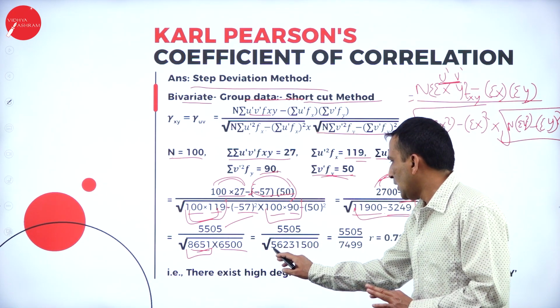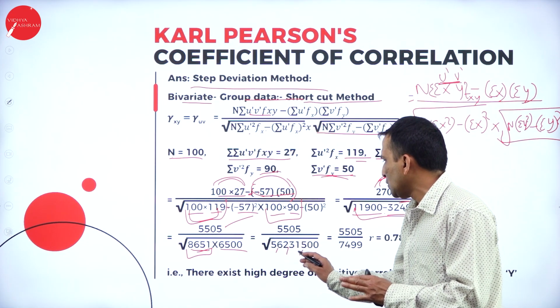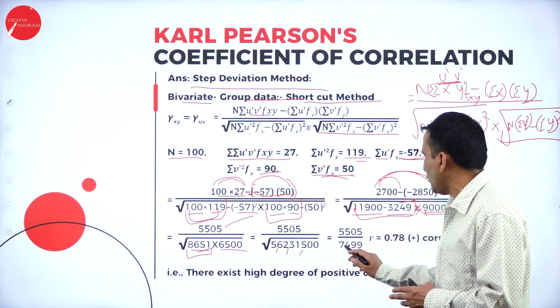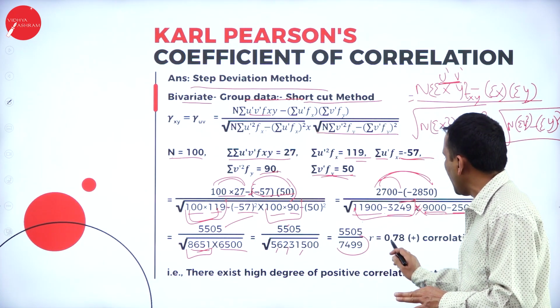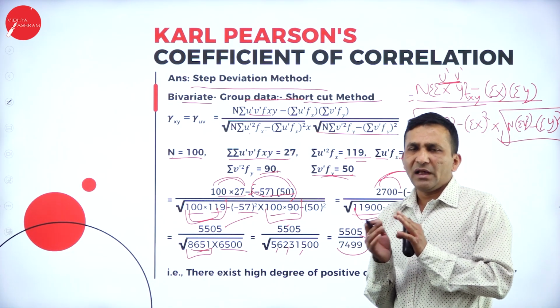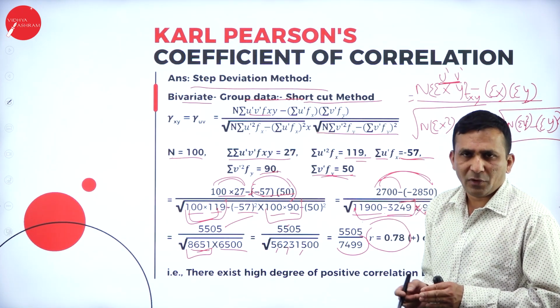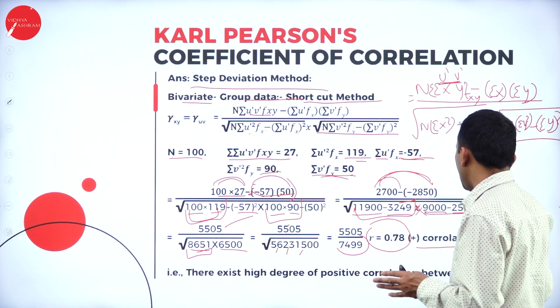If you multiply, you are getting 5 crores 62 lakhs 31,500. Remove the square root, you are getting this much. The numerator part is as it is. If you simplify, you are getting r equal to 0.78. Seeing the r value, the correlation value, we can decide there is a positive and high degree of positive correlation between x and y.